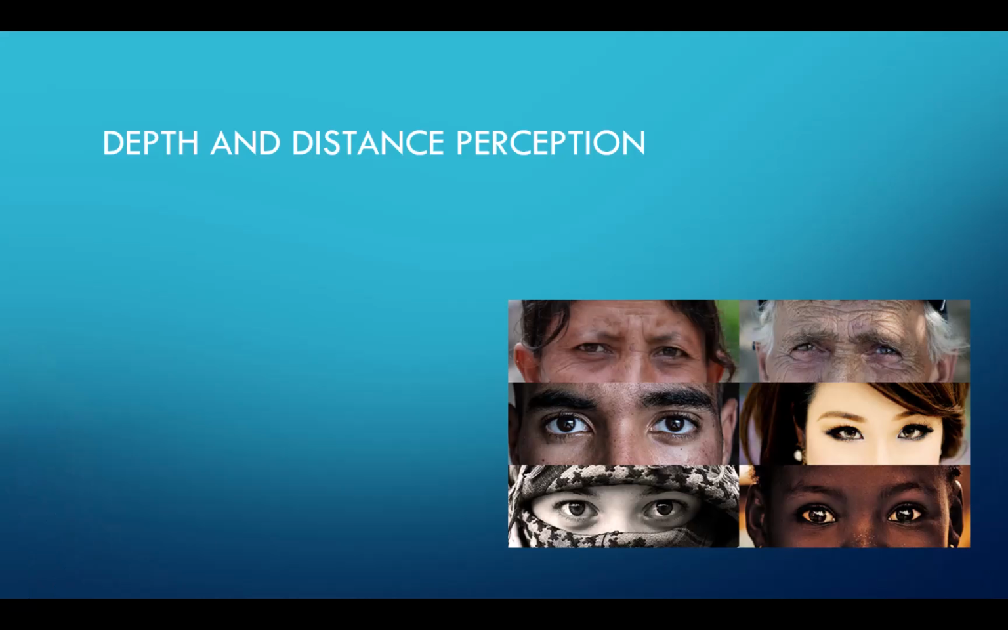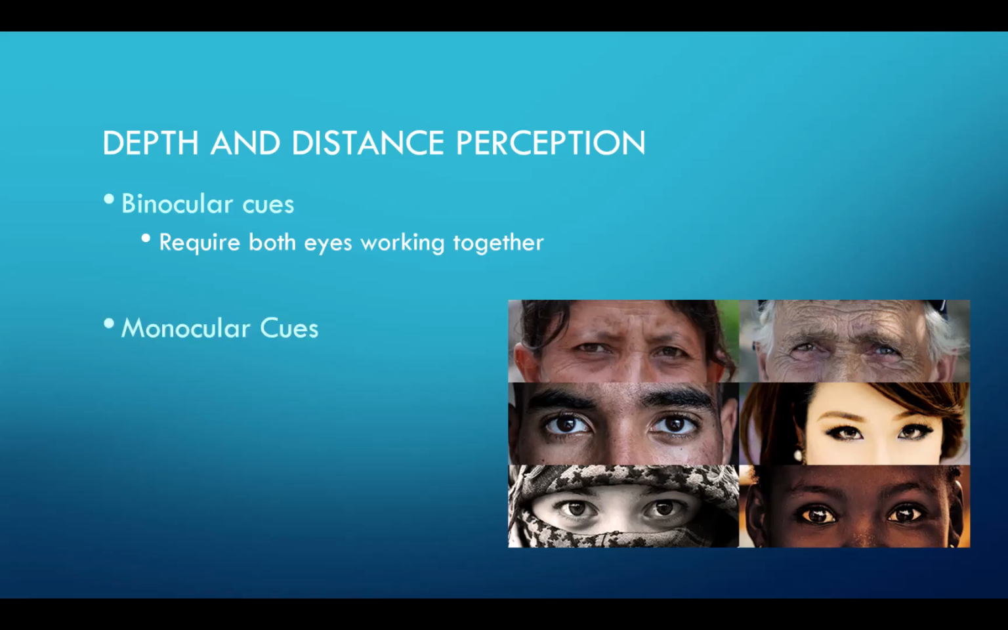For depth and distance perception, in other words, to see how far away or how close an object is, our brain can use information from both eyes or just one eye. Binocular cues require both eyes working together, while monocular cues are used for objects that are farther away, over 50 feet away, and it does not require both eyes working together.